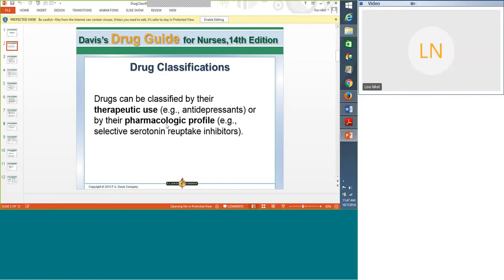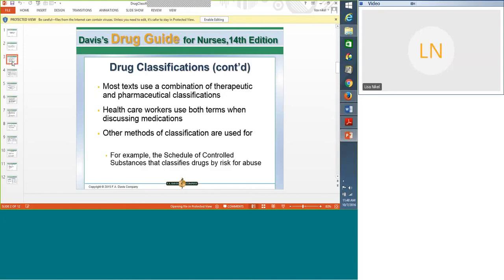Or by their pharmacologic profile. So how do they work pharmacologically? Well, there are classifications of medications that are used for depression, which are antidepressants, but they work by inhibiting the reuptake of serotonin, so serotonin reuptake inhibitors. So the purpose of this is just to let you know drugs can be classified by what their therapeutic use is or by their drug profile. Most textbooks use a combination of the two classifications, and healthcare workers use both terms when they talk about them.